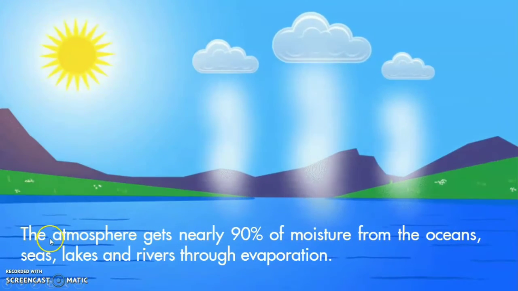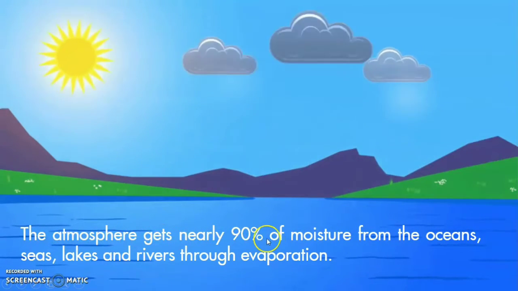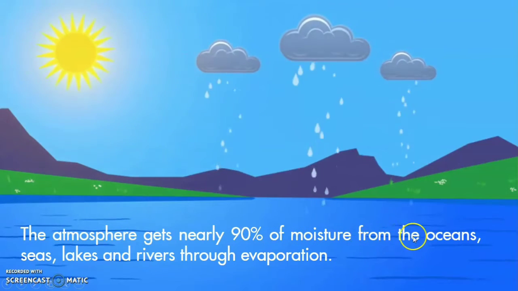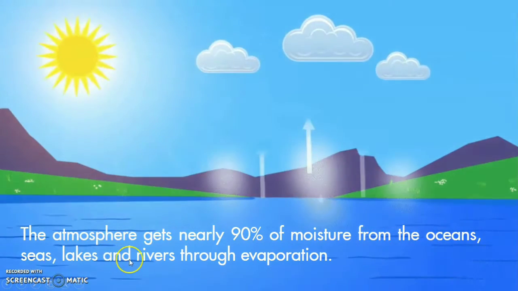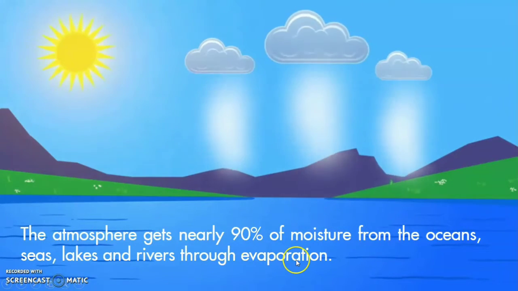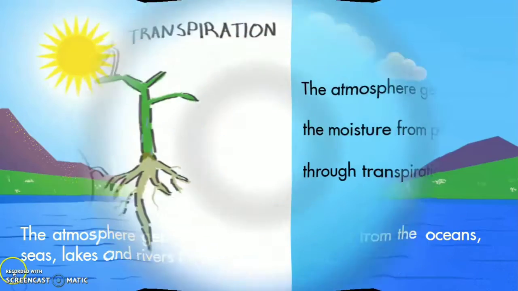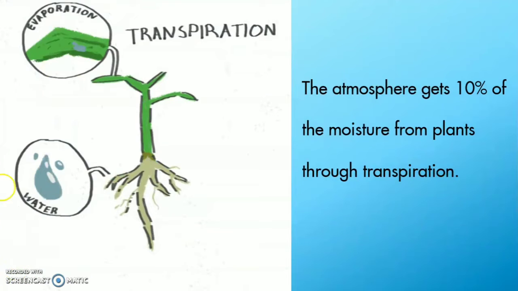See, children, the atmosphere gets nearly 90% of its moisture from the oceans, seas, lakes, and rivers through evaporation. And the atmosphere gets 10% of the moisture from plants through transpiration. So, the atmosphere gets nearly 90% of the moisture from oceans, seas, lakes, and rivers through evaporation, and only 10% of the moisture from plants through transpiration.